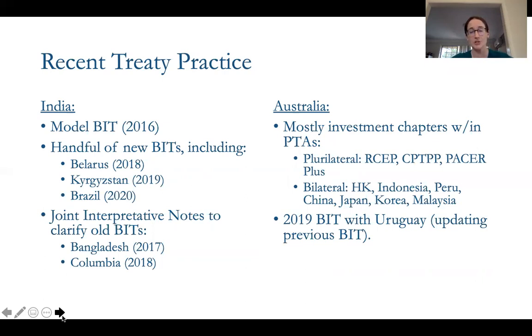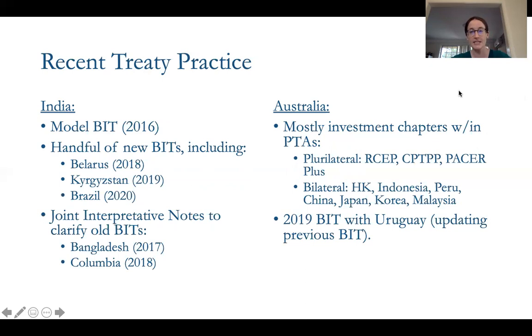At the time that India terminated its international investment agreements, it also issued joint interpretive notes that its treaty partners could sign up to, effectively modernizing, updating or clarifying those earlier bilateral investment treaties and bringing them fairly into line with India's new model agreement. So there's also a couple of countries that signed up to those joint interpretive notes, and those also provide part of the context for India's recent treaty practice that I've looked at.